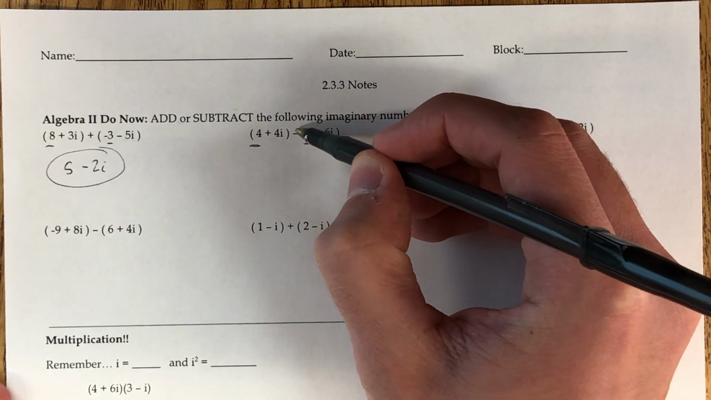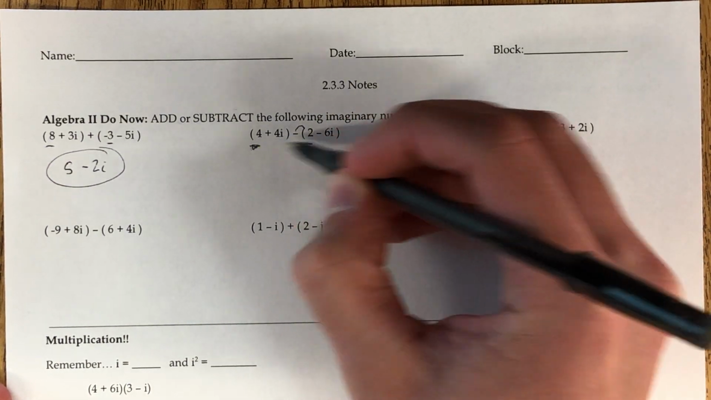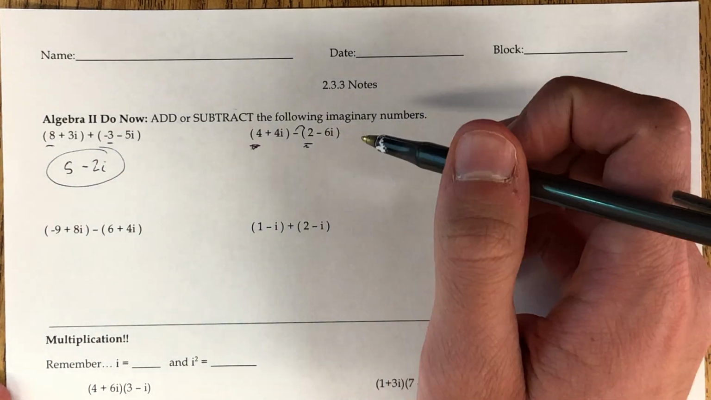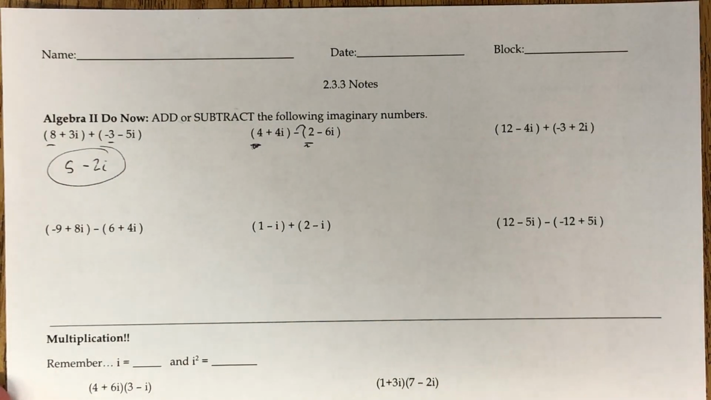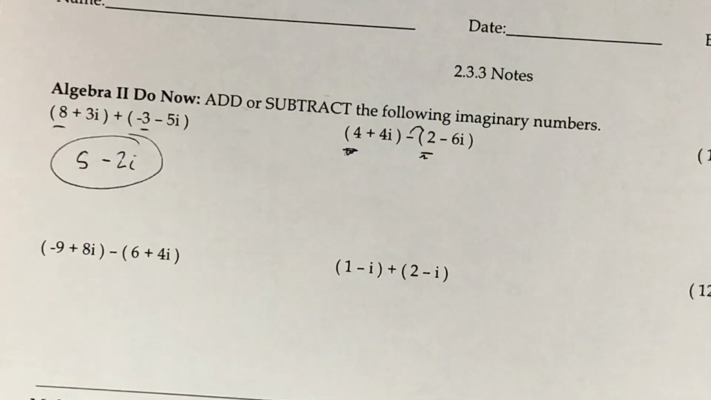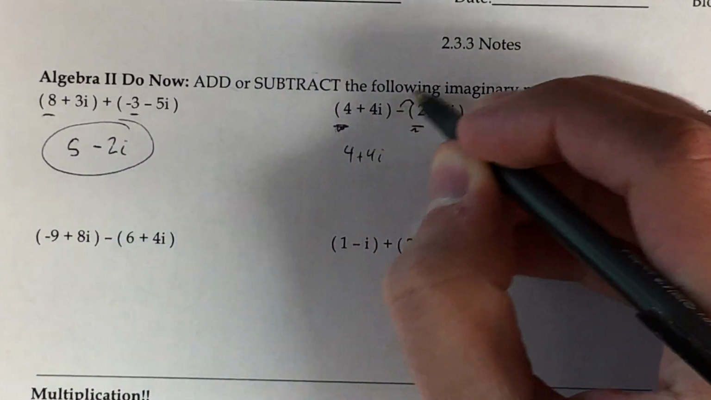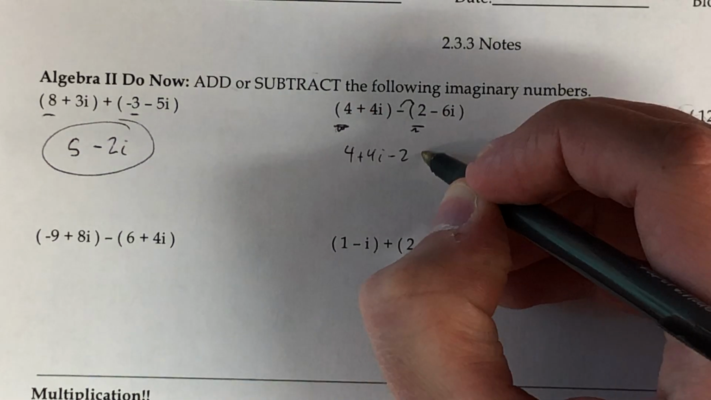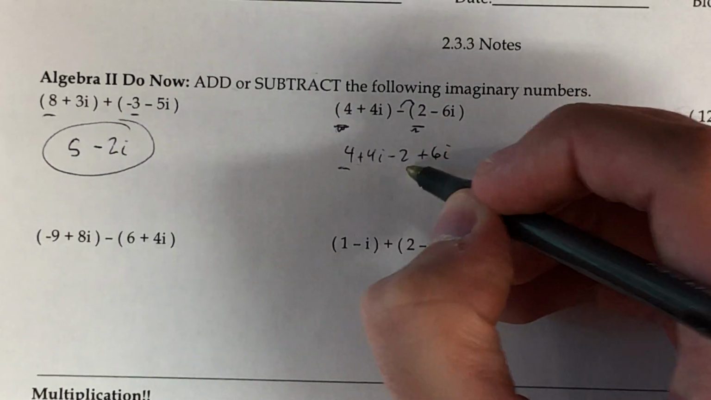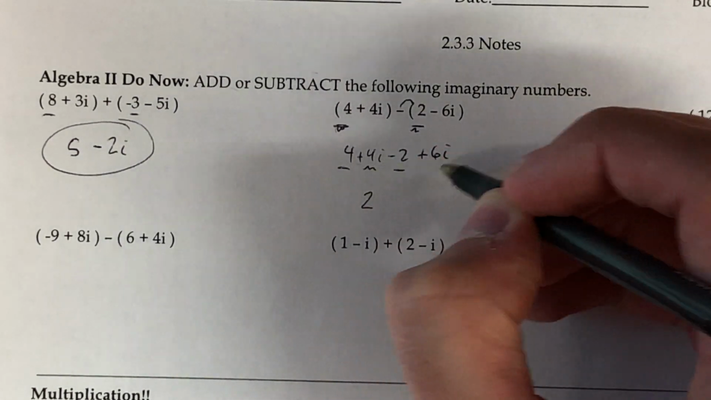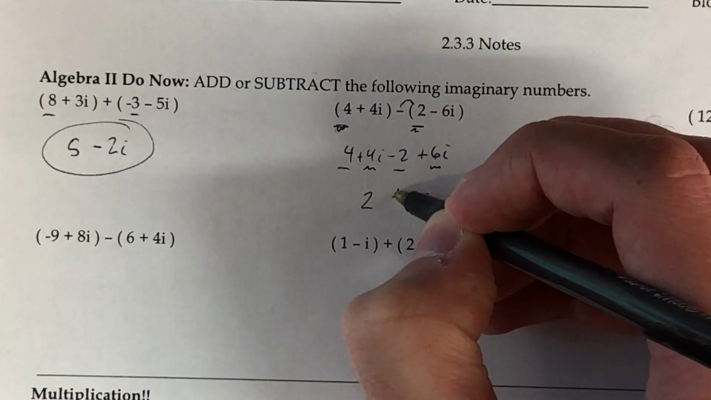4 minus 2. So remember when we're subtracting, it can be helpful to distribute that negative. Zoom in a little for you. So we'll have 4 plus 4i minus 2 minus negative 6i, so plus 6, and then combine. 4 minus 2 is 2, 4i plus 6i is 10i.